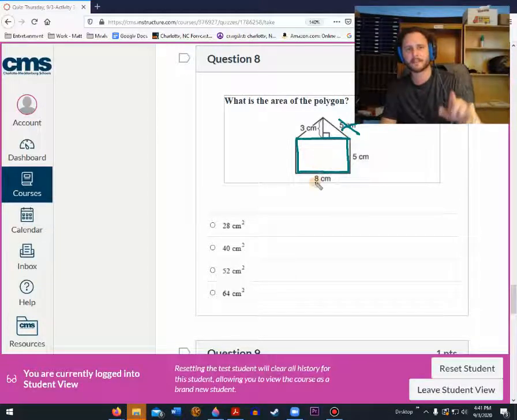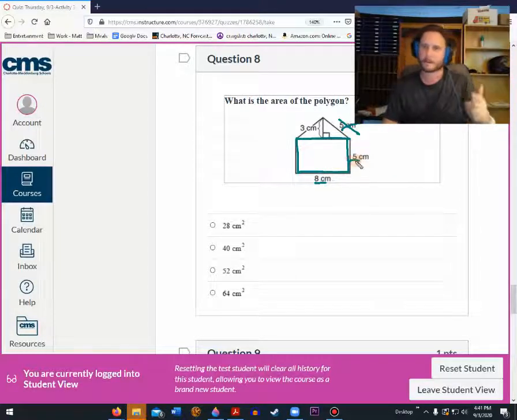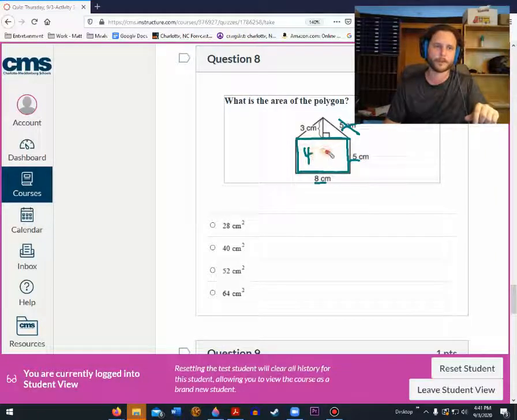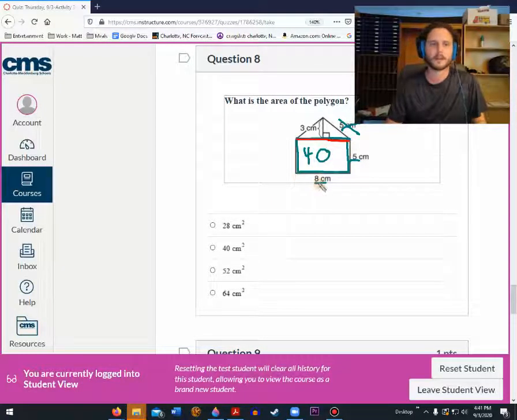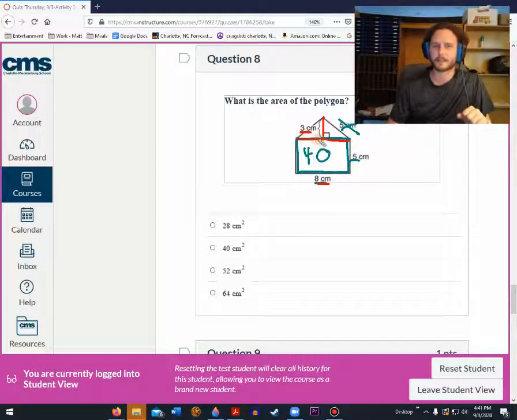The bottom rectangle is going to be 8 times 5 for the area of the rectangle. That's going to be 40. For that triangle up top, though, this triangle has a base of 8. You can tell by looking at the bottom of the rectangle. And the height is going to be 3. They were kind enough to show us that imaginary line right there.